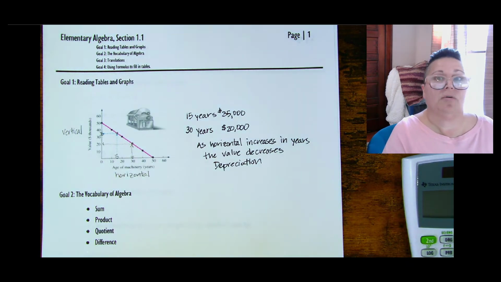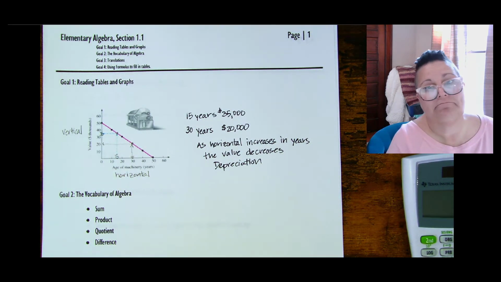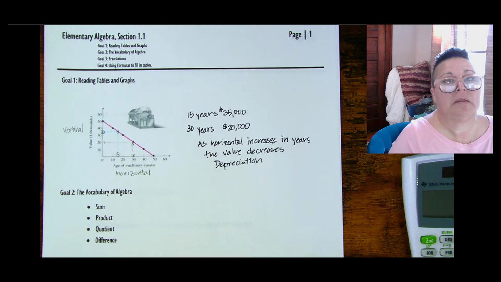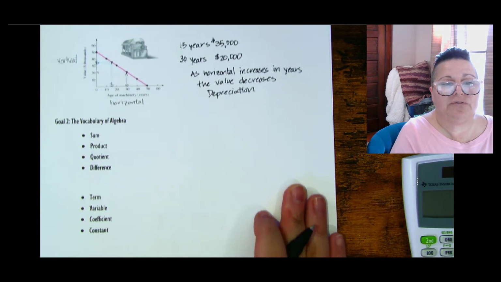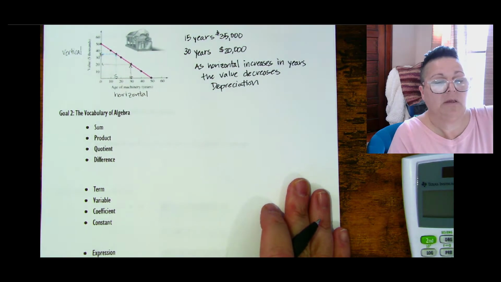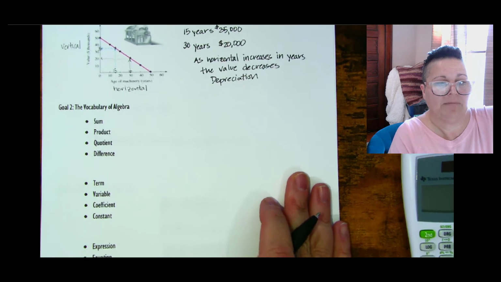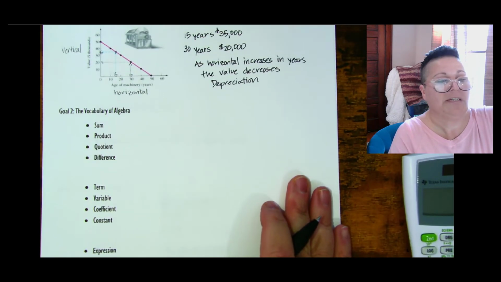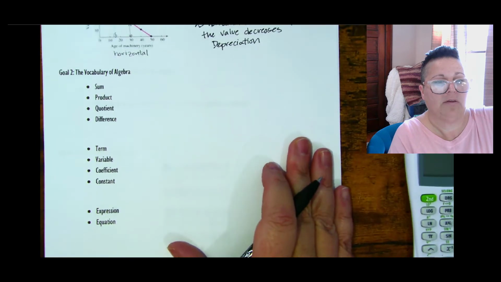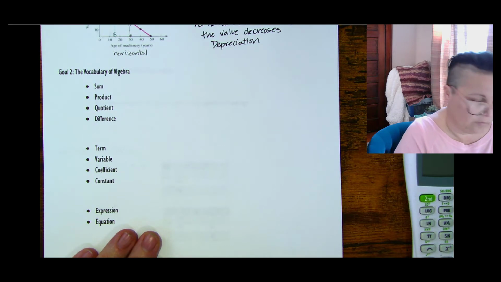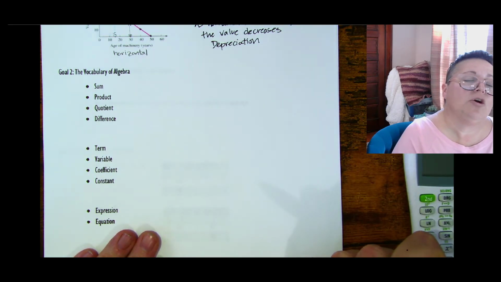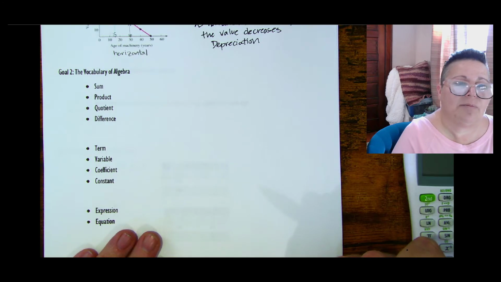So when you're looking at a graph, are you able to read it, whether it is a line chart, as this one is here, or a bar chart? The second goal of this particular section is to introduce you to the vocabulary of algebra. We have here a listing of vocabulary words that we're going to ask you to be familiar with. The first four are the sum, product, quotient, and difference. Each one of these represents the answer to a different operation.